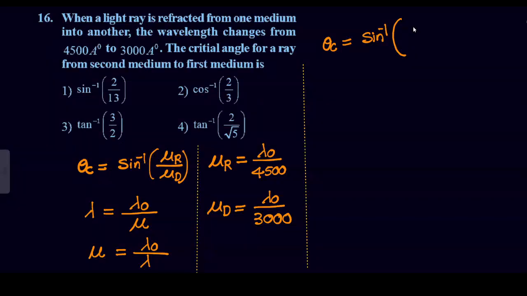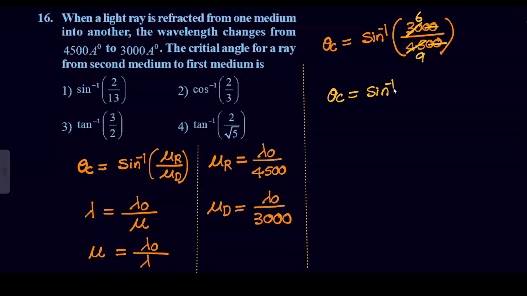So what we get here is 3,000 by 4,500. Simplified, tell me the answer. Two zeros will get cancelled, 5 and this is 9, no? Actually 3 by 4.5 is 2 by 3. So this value theta c comes to be sine inverse of 2 by 3.